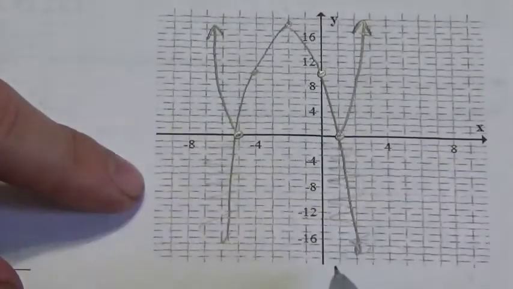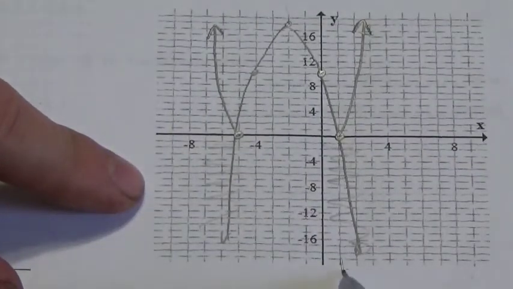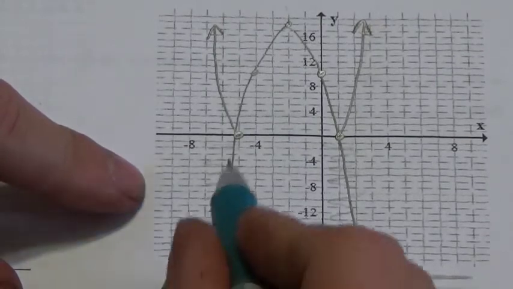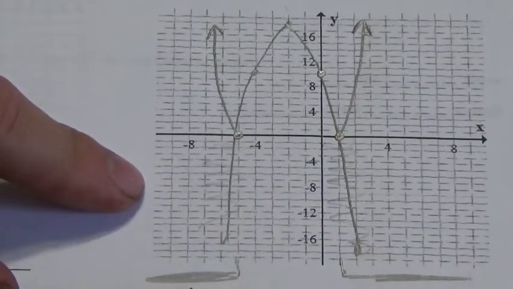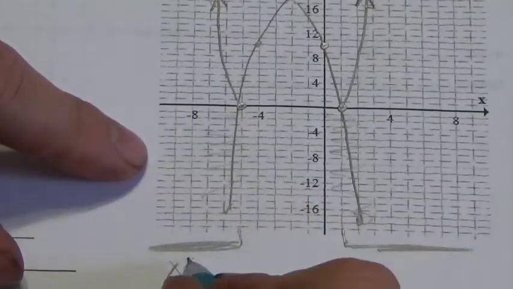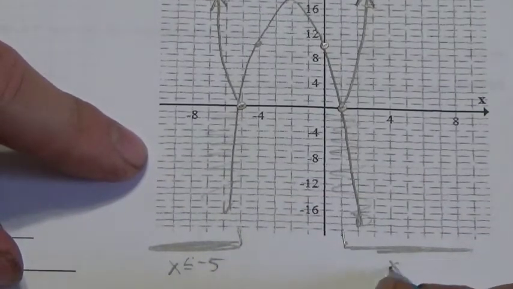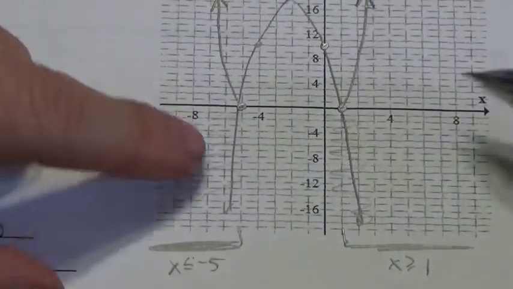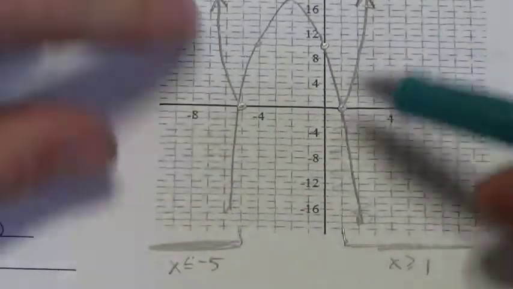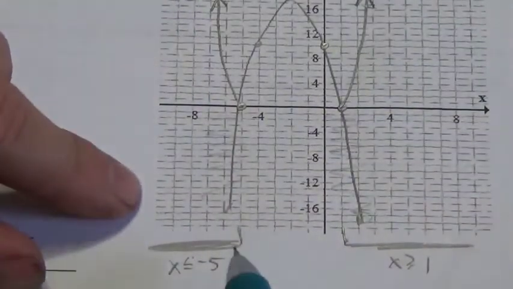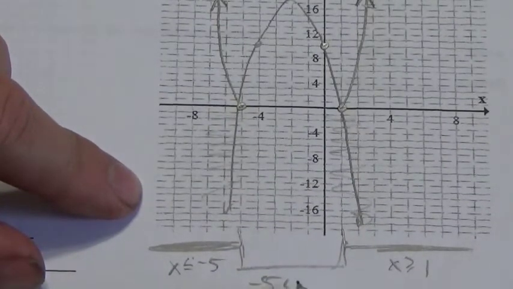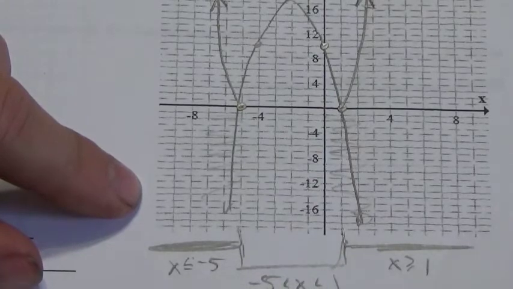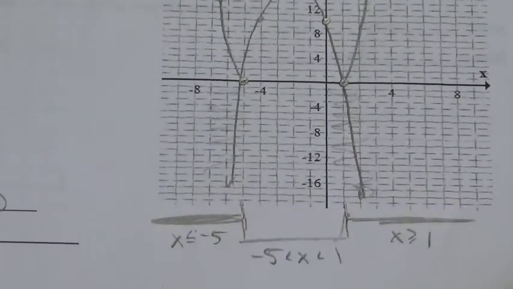Now, notice from 1 on and from -5 on this way, so x, sorry, I hope you can see that here, x less than or equal to -5, x greater than or equal to 1, that's the portion of the function that had to change. But in between here, between -5 and 1, that's the part that didn't change.